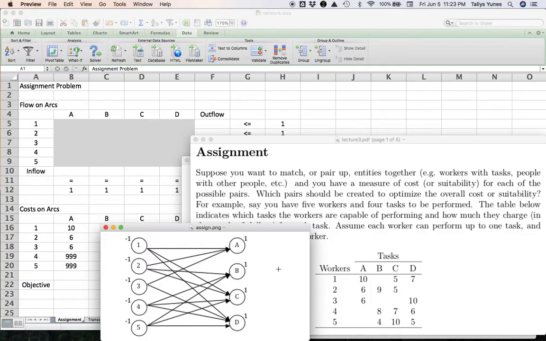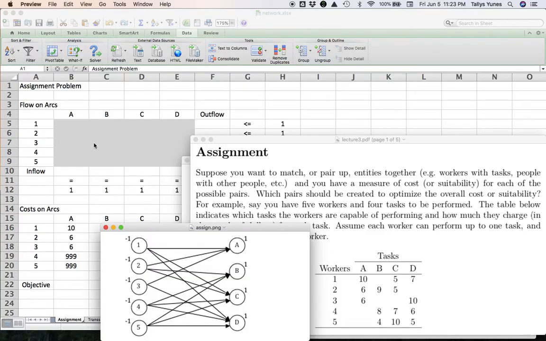It doesn't matter what you're shipping. There are 5 supply nodes, each of which has a supply of 1, and there are 4 demand nodes, each of which has a demand of 1, and you want to move the goods. So this is just to say that the assignment problem is like a transportation problem in disguise, right? And if that's the case, we're going to see that the Excel model is going to be very similar to the transportation model. So let's take a look at that.